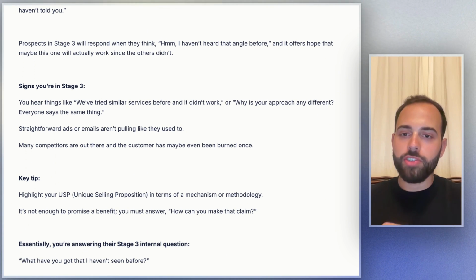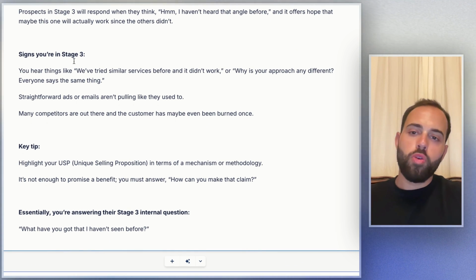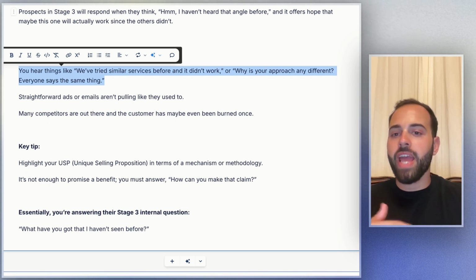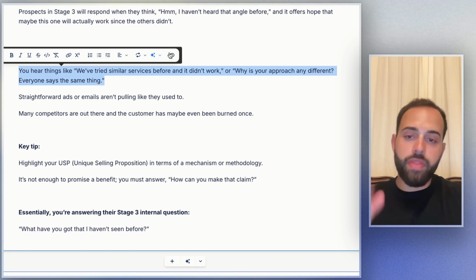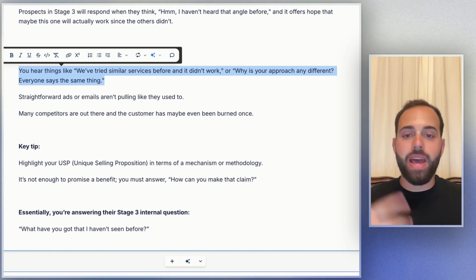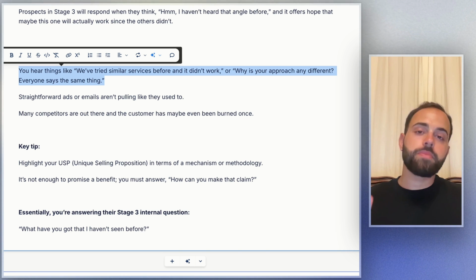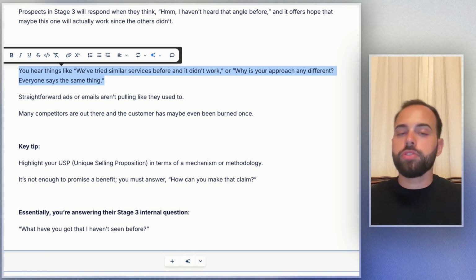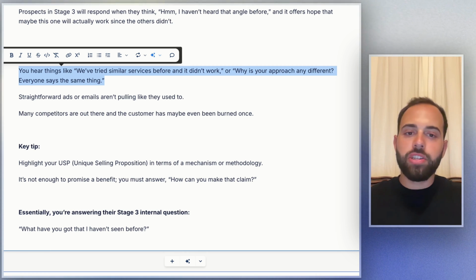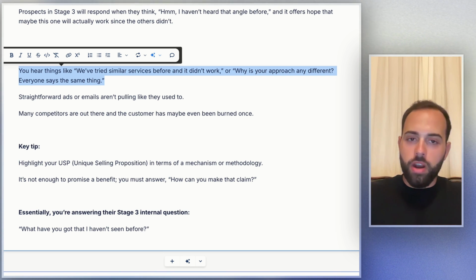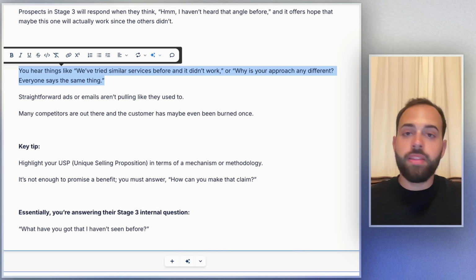So, a couple of signs that you're in stage 3, you will hear things like, we've tried similar services before and it didn't work, or why is your approach any different? Because everyone says the same thing. In this case, a straightforward ad or an email is not going to work like it used to, because many competitors are out there and the customer has maybe even been burnt by your competitors. So if you're offering cold email services, email marketing services, any sort of agency service, it's very likely that your target customers have already worked with a company like yours and they've been burned at least once. So that's why skepticism is extremely high.